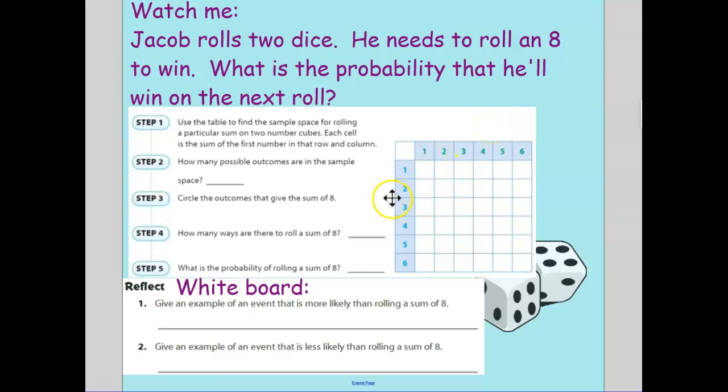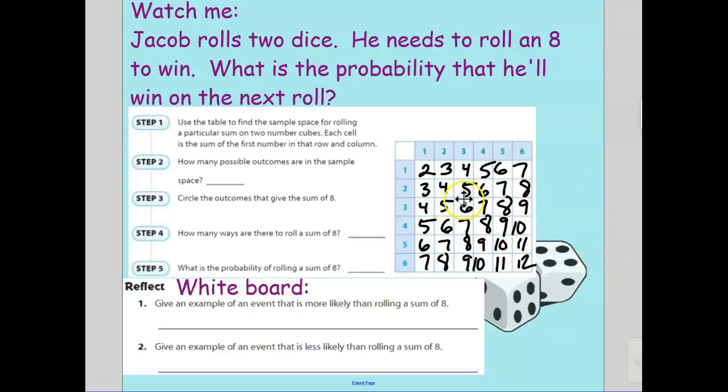Okay, so this is one method of keeping organized. It's called a table. You can roll a 1 and a 1, and that would add up to 2. A 1 and a 2, which would add up to 3, a 1 and a 3, 1 and a 4, and so on. I'm going to hit pause and fill this out. All right, so this is all the things that can happen when he rolls 2 dice and adds them together. Step 2 says, how many possible outcomes are there? Well, I can count them all, 1, 2, 3, 4, 5, 6, and so on, but I have 6 rows of 6, which gives me 36 possible things that can happen.